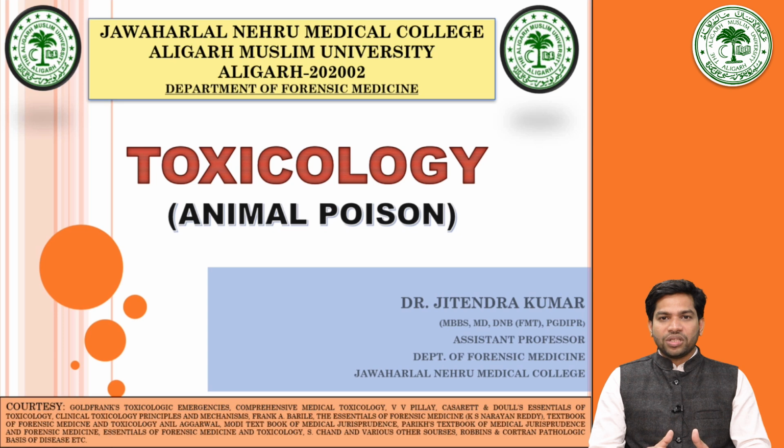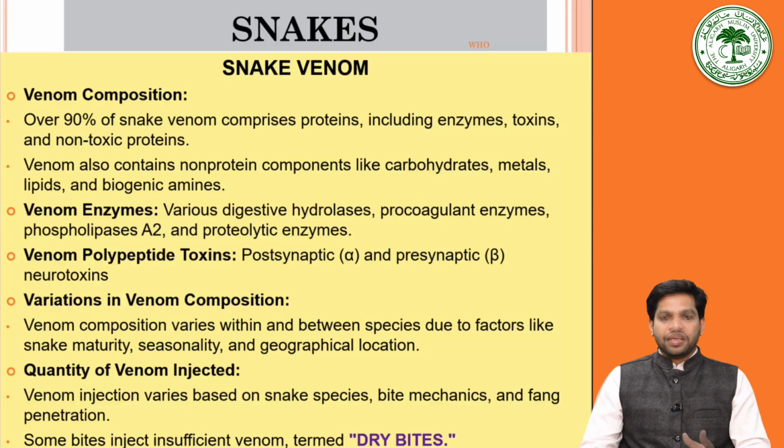Today we will learn about the remaining aspects of the animal poisons, including the remaining things about the snake poisoning. Snake poisoning, as we already discussed, a snake is venomous. It contains the venoms. We already saw in the last class the picture of how the snake bite occurs and the release of the venom occurs.